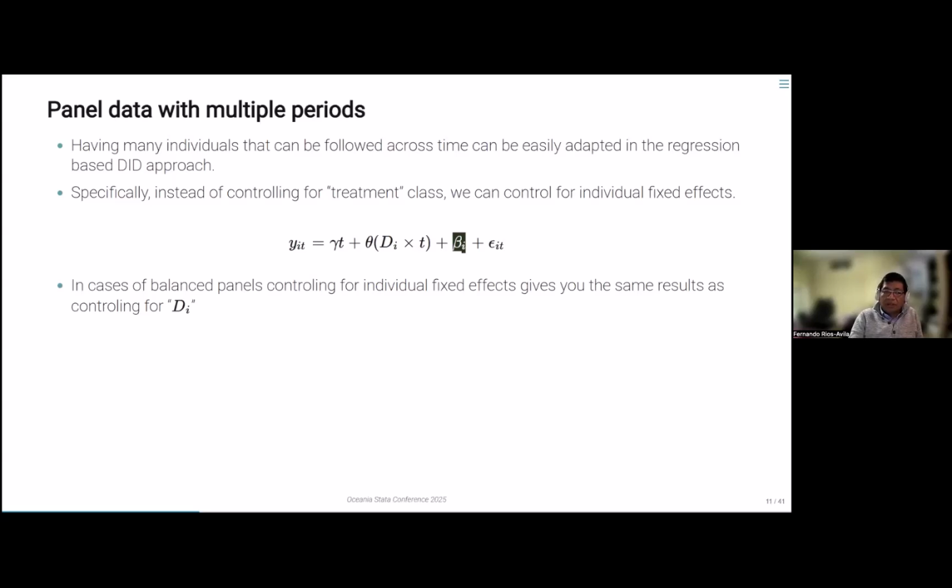Interestingly enough, however, if you have a balanced panel, where each observation is observed before and after, the results that you're going to obtain from one methodology to the other are going to be exactly the same, with small differences perhaps in terms of the standard errors, depending on how you estimate.